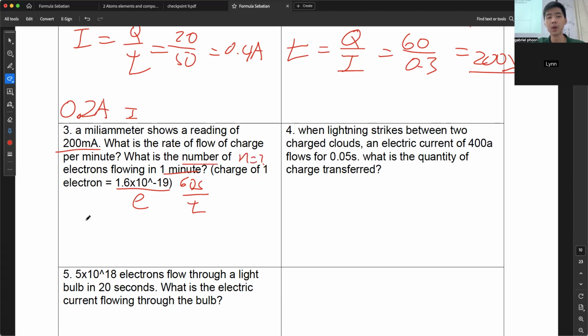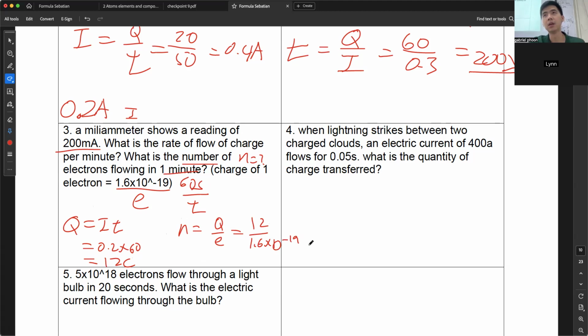You don't know, right? Then you literally plug into the formula Q equals IT first, which you then take 0.2 multiplied by 60, which you'll get 12 coulombs. Then after that, you want to look for N, right? N will be basically Q over e, which in this case here will be 12 divided by 1.6 times 10 to the power of negative 19.